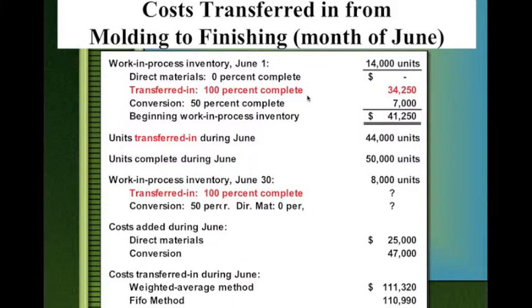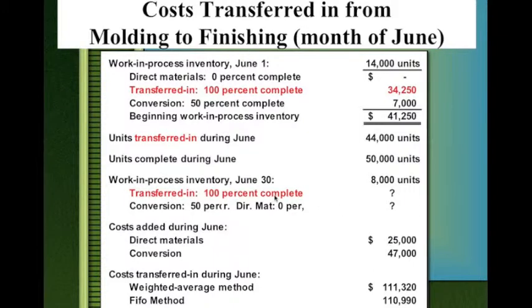And we have a conversion here, 50% complete. So that's our sort of labor and overhead. And so the beginning WIP is 41,250. We have a transfer in of units, 44,000 units that are being transferred in, and 50,000 units complete that are going to get transferred out. We have an ending WIP of 8,000 units, and then it gives us the percentages. Can't quite see here, so I'll show you in the slide what the final WIP is.